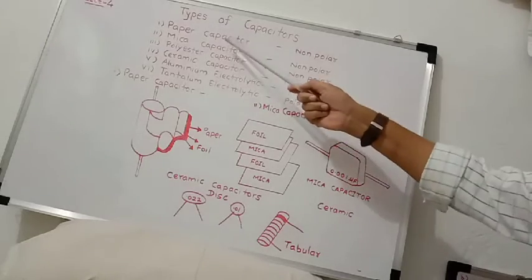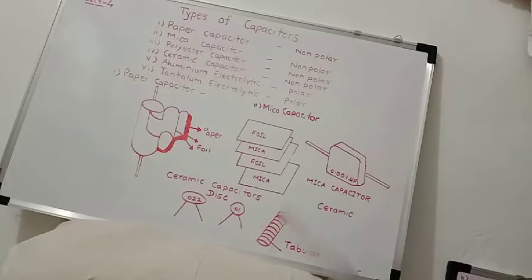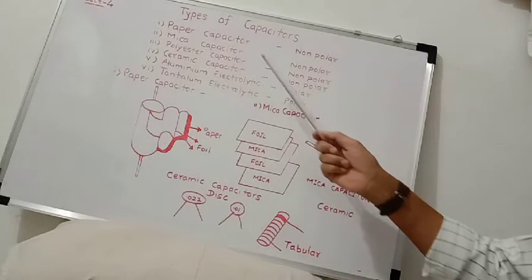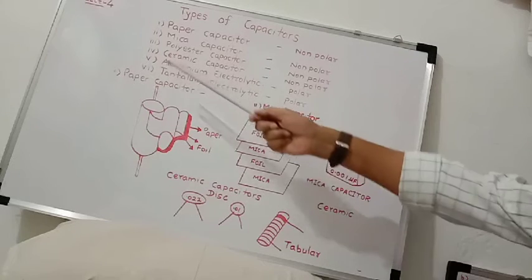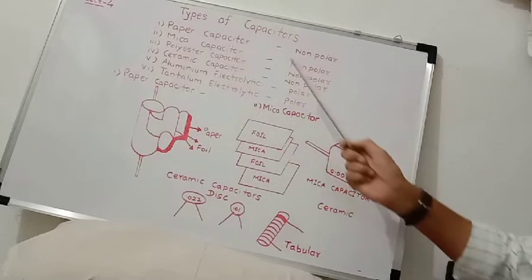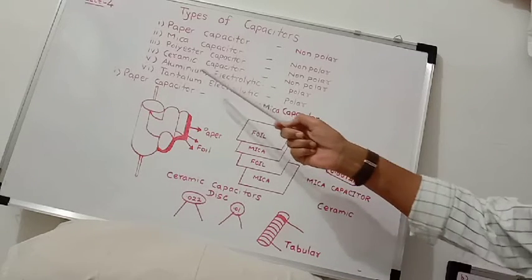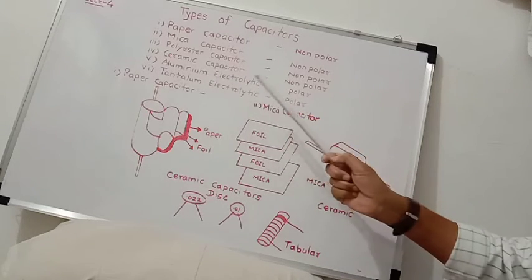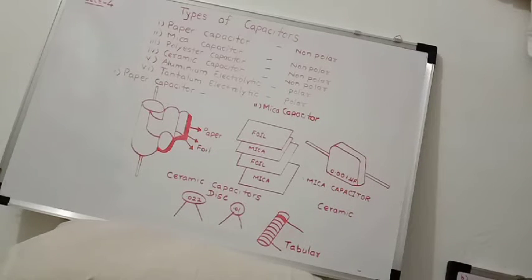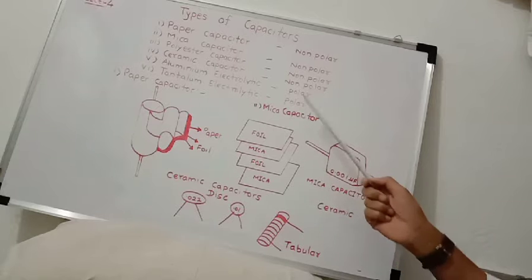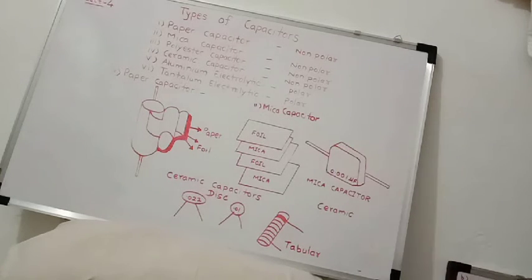Paper capacitor, it is a non-polar capacitor. Then mica capacitor, it is a non-polar capacitor. Then polyester capacitor, it is a non-polar capacitor. Then ceramic capacitor, it is also non-polar. Then aluminum electrolytic capacitor. So this is a polar type capacitor. Then tantalum electrolytic capacitor. It is also a polar capacitor. Means these two capacitors have polarity, positive and negative.